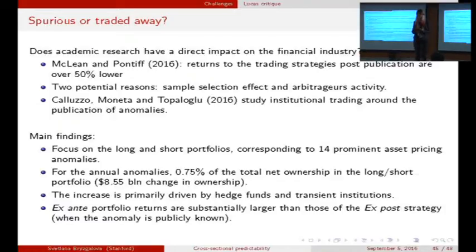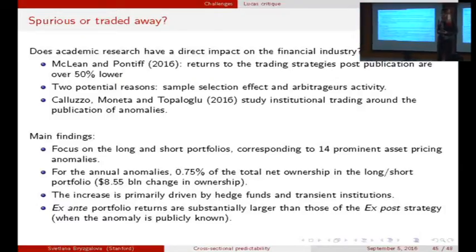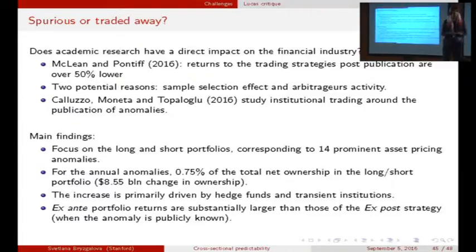And the last little bit is about the publication and its impact on the research. What happens to the trading strategies, to those factors, after they have been discovered? It turns out that after their publication, the return to the strategy typically decreases by 50%. And this is attributed to both the in-sample versus out-of-sample and the impact of arbitrageurs who trade away those extra profits from the market once they know that there is a new arbitrage opportunity.